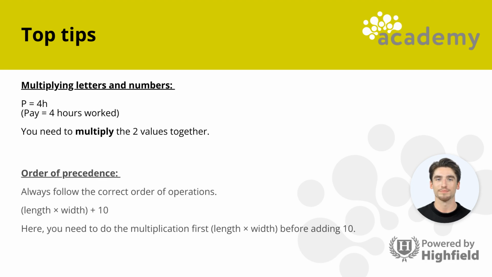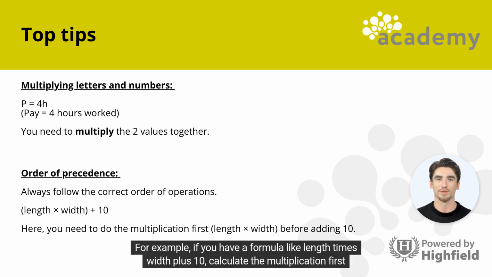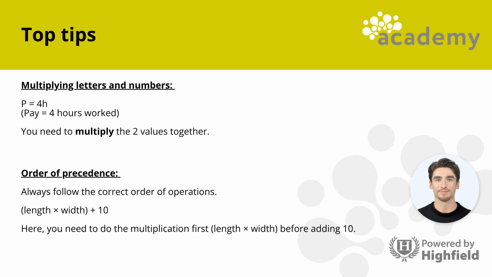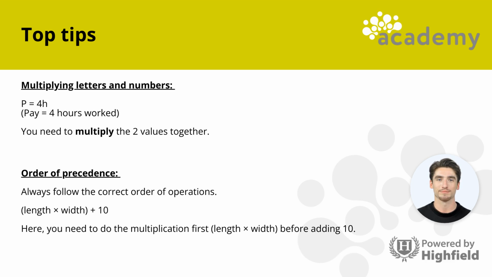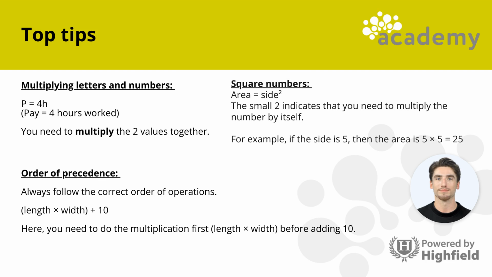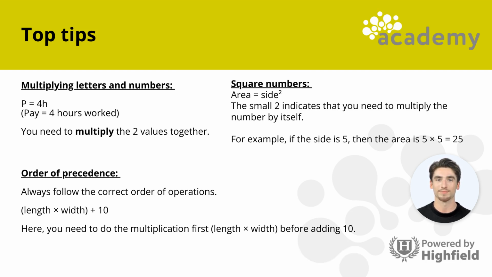Order of precedence. When using formulas, always follow the correct order of operations. For example, if you have a formula like length times width plus 10, calculate the multiplication first before adding 10. This is because brackets come before addition in the order of precedence. Square numbers. Remember, if the formula includes squares, like in area equals side squared, you need to multiply the number by itself, not by 2.